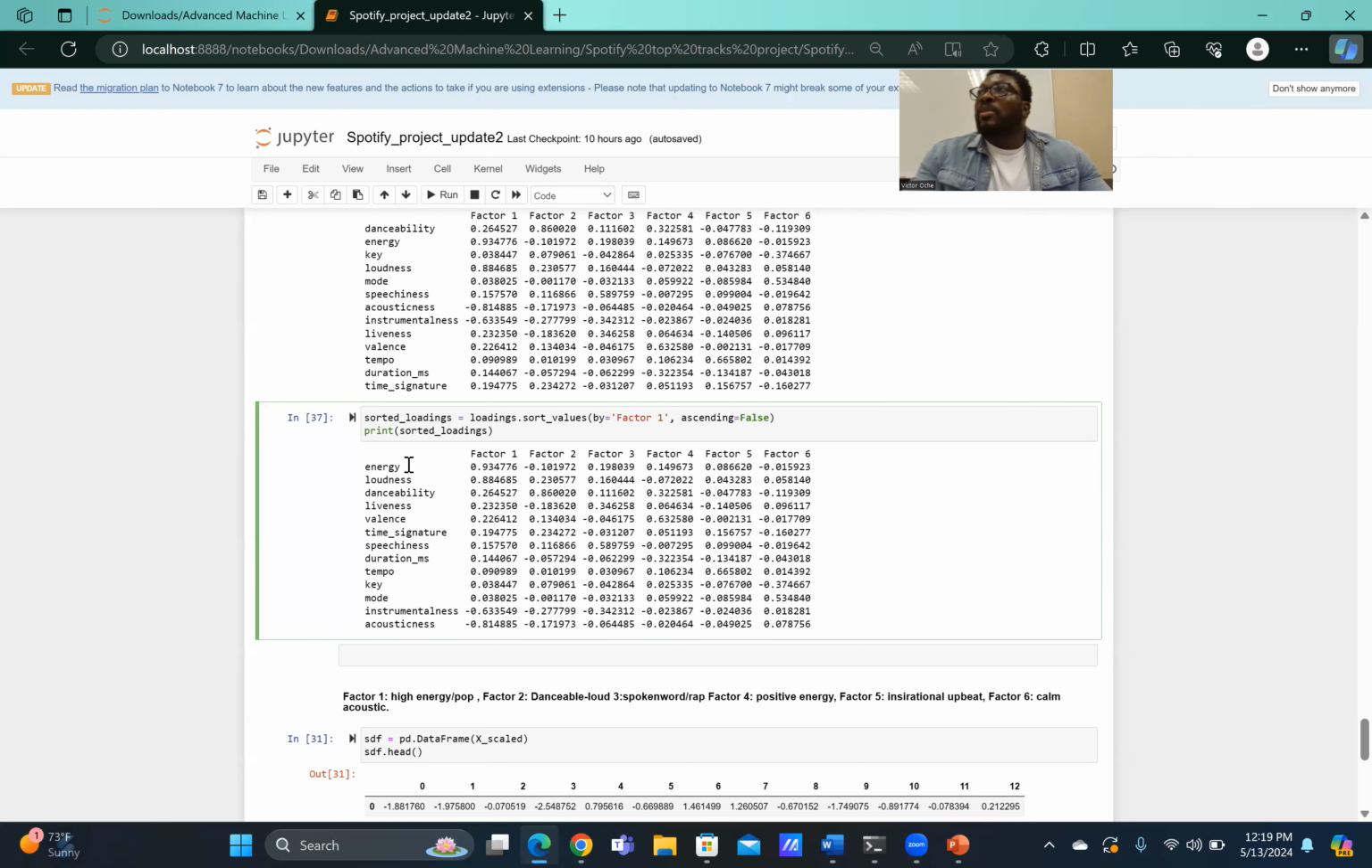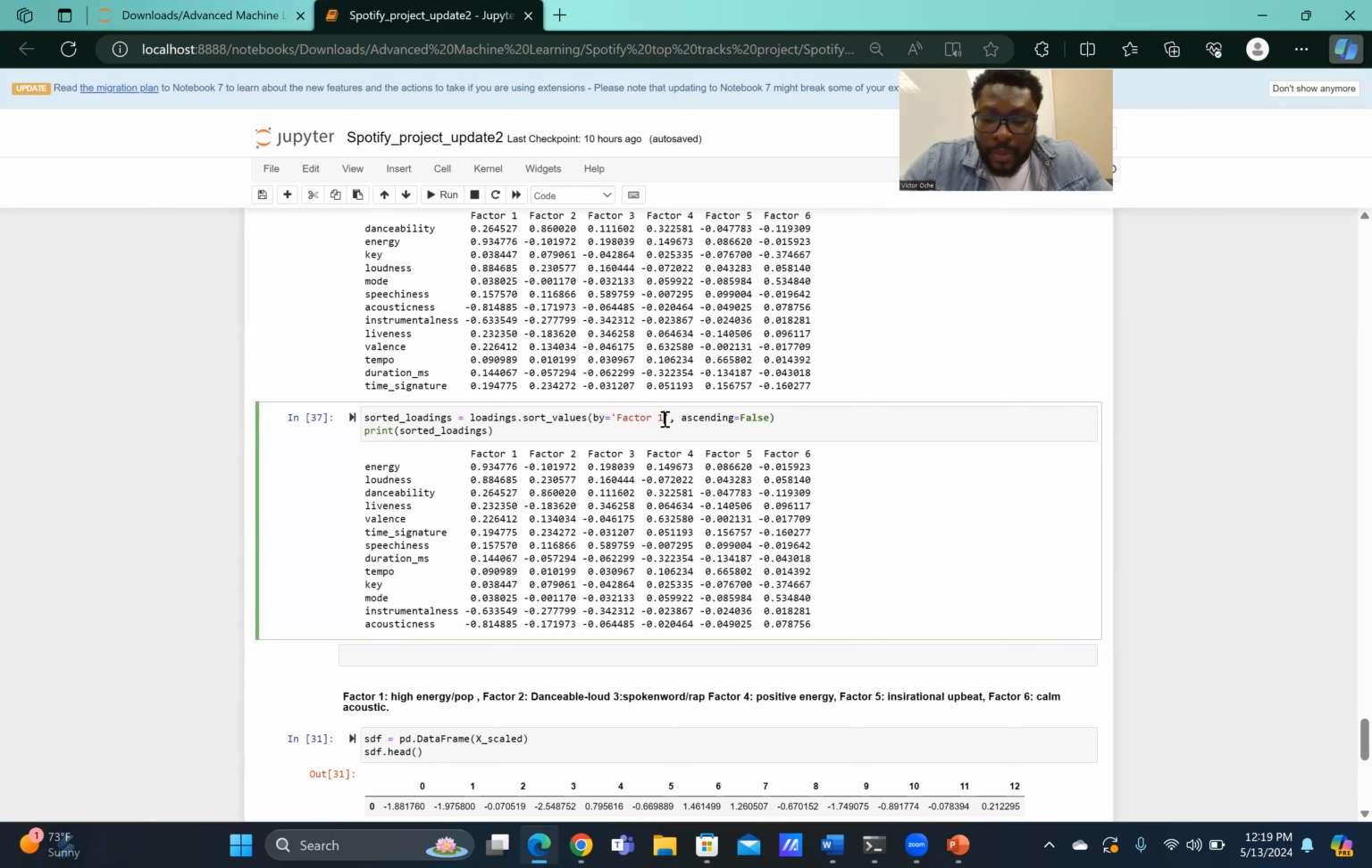If you know anything about music theory, major keys are happy songs. Happy songs are usually played in major keys, and sad songs are usually played in minor keys. So with that being said, this loading explains, in my own opinion, a high energy, loud, danceable, positive song. So it represents a high energy, danceable, positive mood.